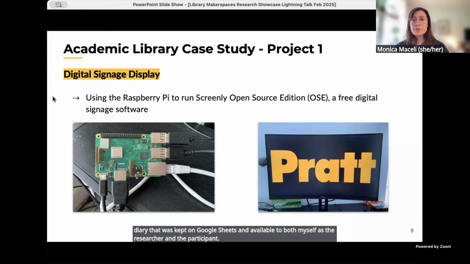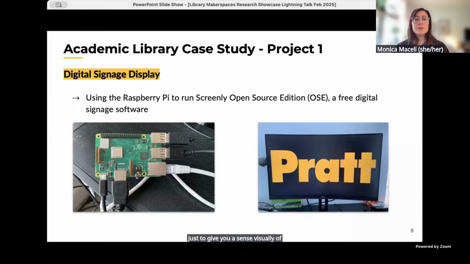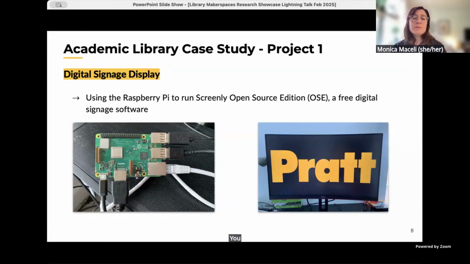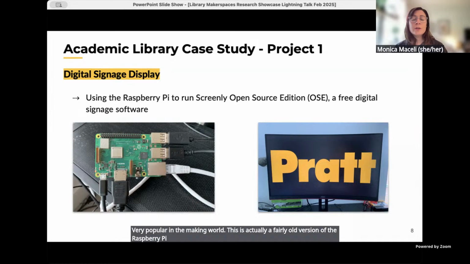Just to give you a sense visually of what some of these projects looked like, I'm imagining probably most folks here are familiar with the Raspberry Pi. So you see on the left the Raspberry Pi, which is a single board computer, very popular in the making world. This is actually a fairly old version of the Raspberry Pi. So we wanted to make sure the projects would be accessible for makerspaces that were not necessarily purchasing the most recent hardware. So this was the digital signage display project.